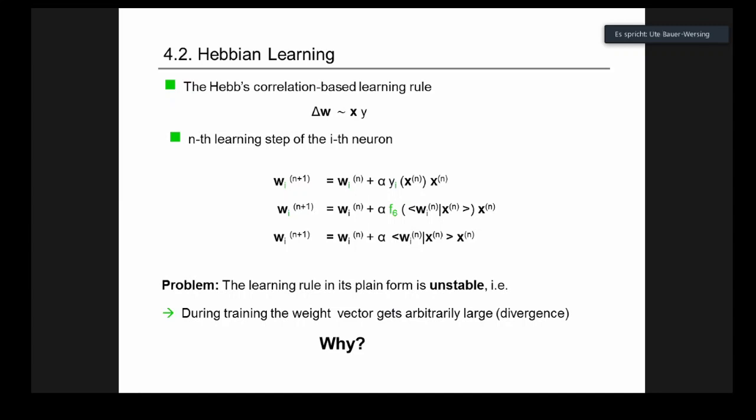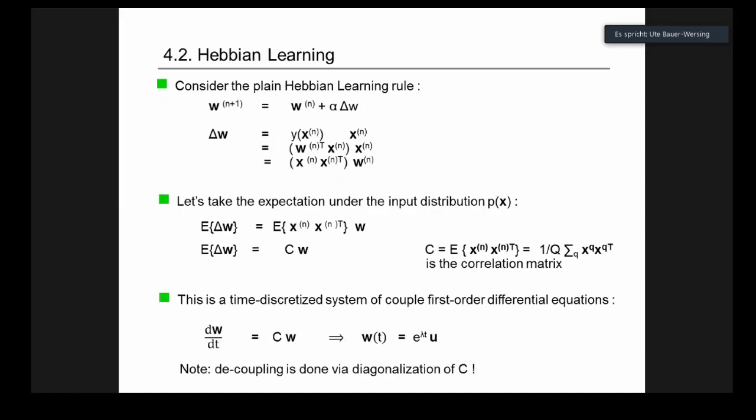So the question is, why is it unstable? To understand why it's unstable, we have to do again a bit of analysis of what's written there. Okay, so again, the plain Hebbian learning rule.